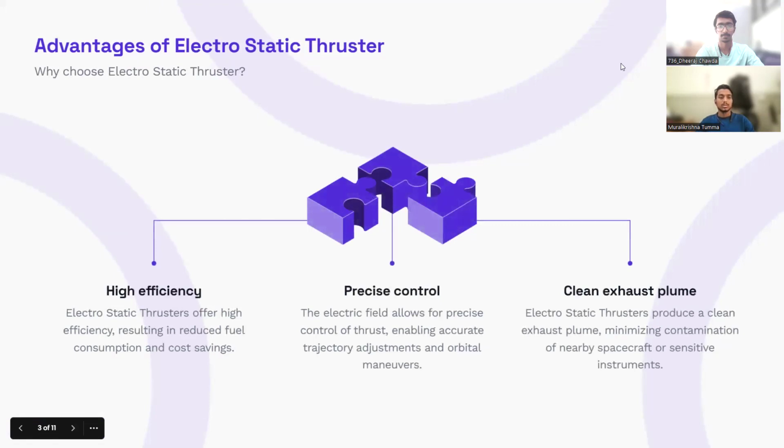So Dheeraj, why do we choose electrostatic thruster? Why not? We choose electrostatic thruster because, of course, by the name, it is with the help of electricity. Therefore, it gives very high efficiency, which reduces the fuel cost and fuel consumption also. And it is power saving. Also, we are using it in space, therefore we have precise control over them.